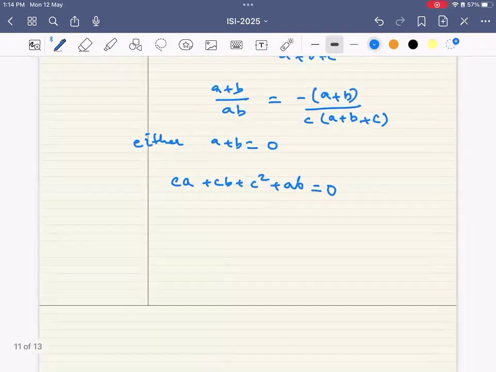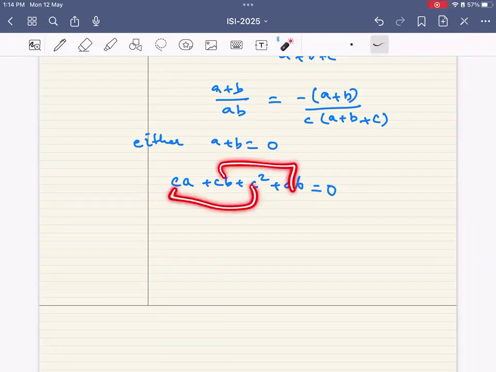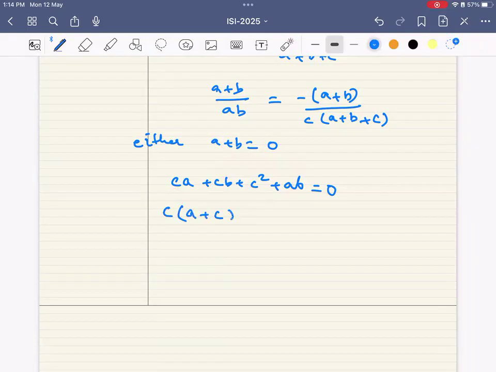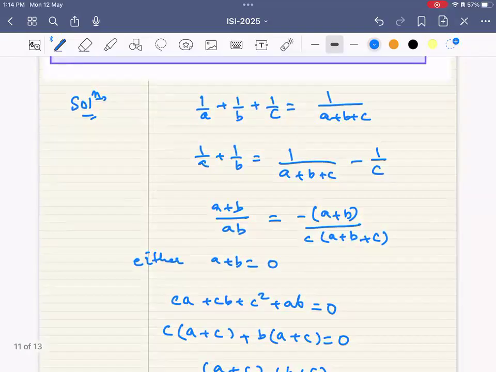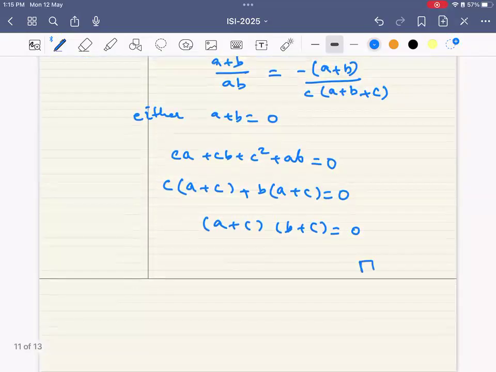So what we're going to do is club these two together and these two together. What you get is, pulling out C, a plus c, and if you pull out b from here, you get a plus c again. So that gives you a plus c into b plus c is 0. So either a plus c is 0 or b plus c is 0. And the analysis goes back to the same point: if the sum of any two is 0, then we are done with the problem, and we are done here, in fact.